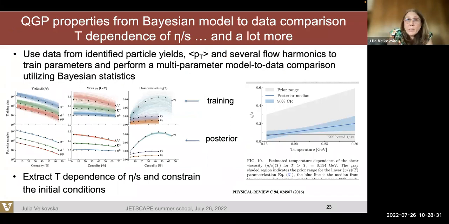Now, more recently, we have started some detailed comparisons between the theory and the data based on Bayesian inference. So here I show an example from this paper from 2016, where the authors used data from identified particle yields shown here and the mean pT and several flow harmonics, to train the models and extract posterior distributions, which agree very well with the data, and with that to set bounds on the temperature dependence of eta over s.